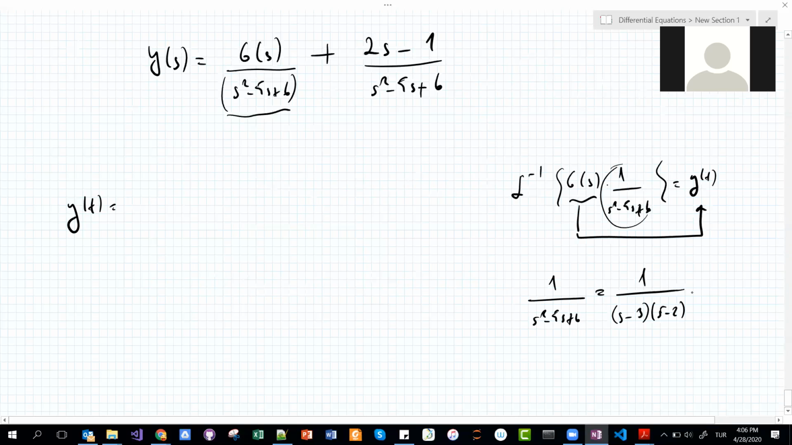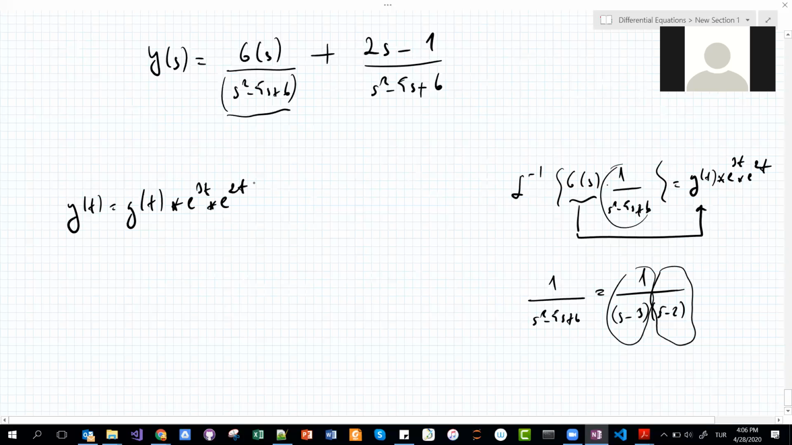Okay, so I can use one of the convolution features, since I can see this as a separate function as well. This is one function, this is another function. This time I'm going to have two different convolutions here. The inverse of this term is going to be e to the 3t. The inverse of this term is going to be e to the 2t, guys. So my convolution for this part is going to be g of t, convolved with e to the 3t, convolved with e to the 2t, okay?